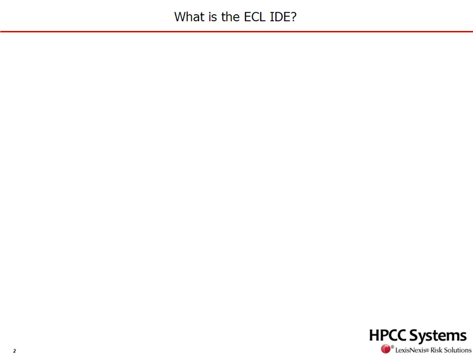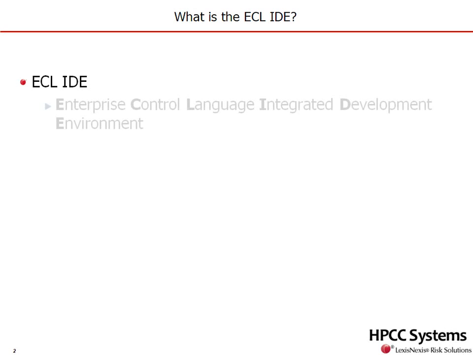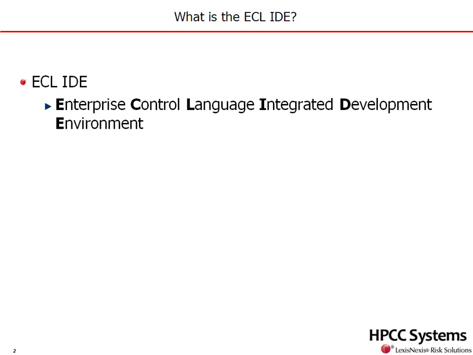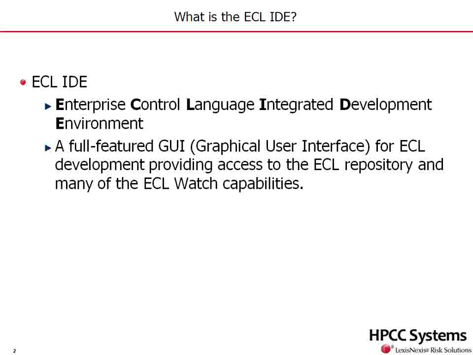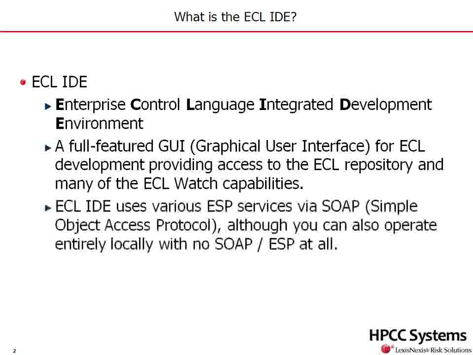What is the ECL IDE? ECL IDE is an abbreviation for Enterprise Control Language Integrated Development Environment. It is a full-featured graphical user interface for ECL development, providing access to the ECL repository and many of the web-based ECL Watch capabilities. Now, the ECL IDE uses various ESP services via SOAP, although you can also operate locally with no SOAP or ESP at all.